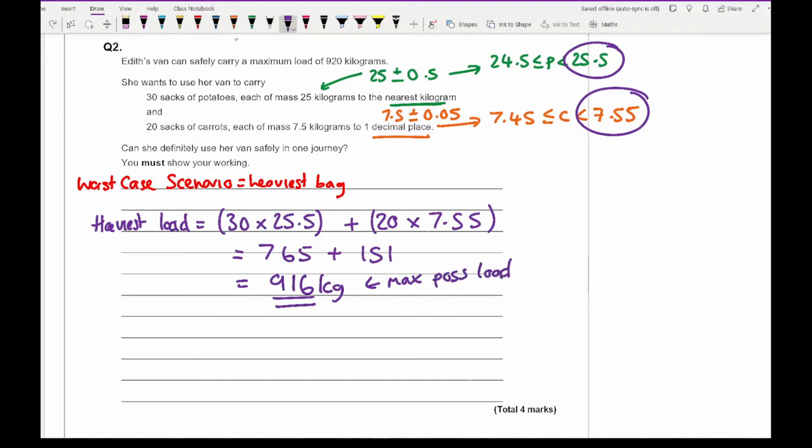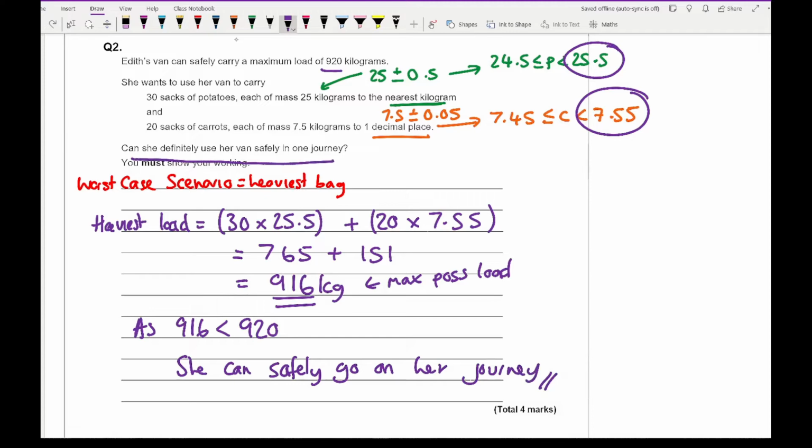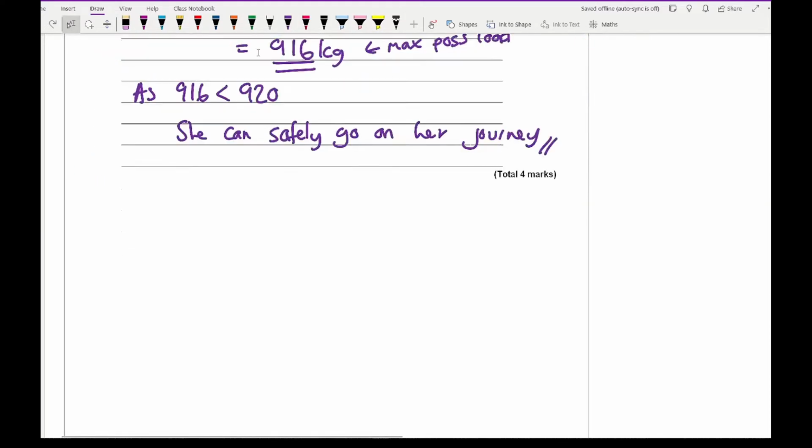So is this less than 920? Yes. So as 916 is less than 920, she can safely go on her journey. So something along those lines would be absolutely fine, but you definitely want to say yes or no to the original question, because that's what the question is. It's really important that you do answer what they are asking.